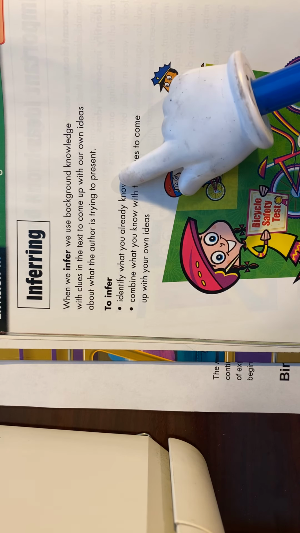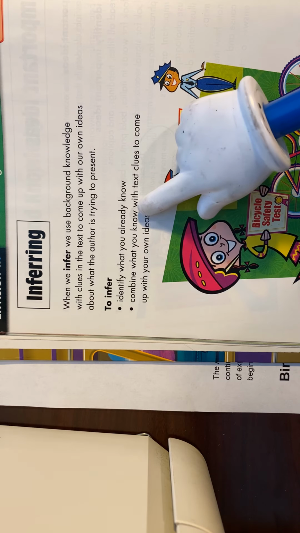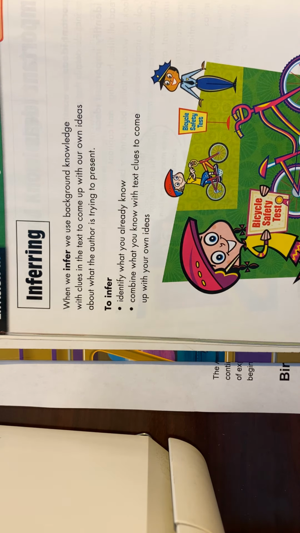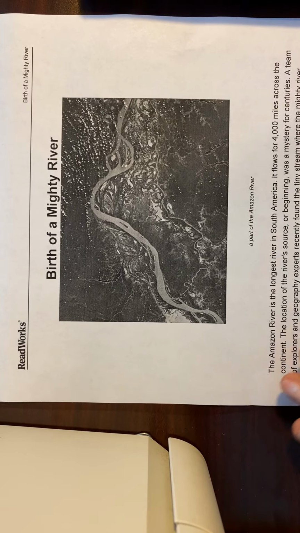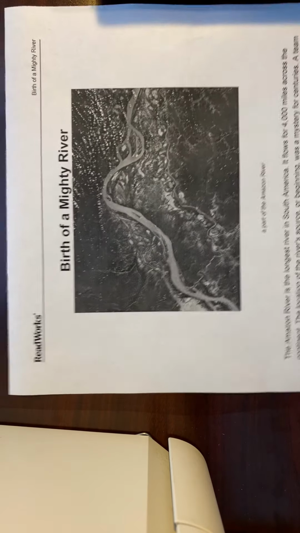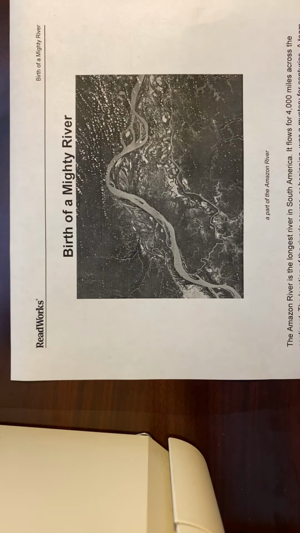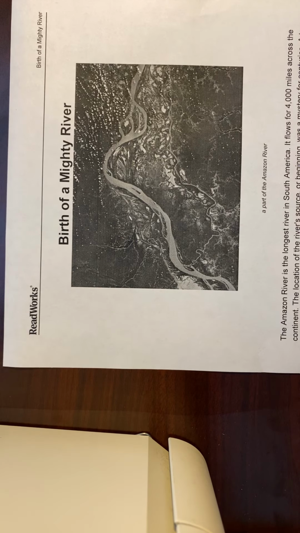To infer, identify what you already know. What background knowledge do you come with? Combine what you know with text clues to come up with your own ideas. So for your work this week, you had a story from ReadWorks called Birth of a Mighty River. We're going to use Birth of a Mighty River to make an inference. And when we make an inference, there are clues all around us that can help us infer.